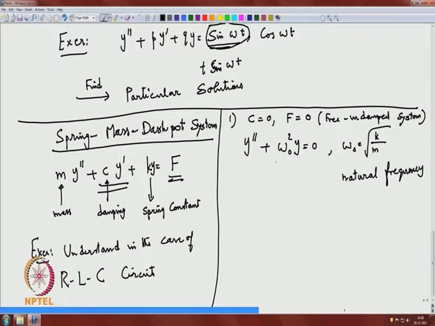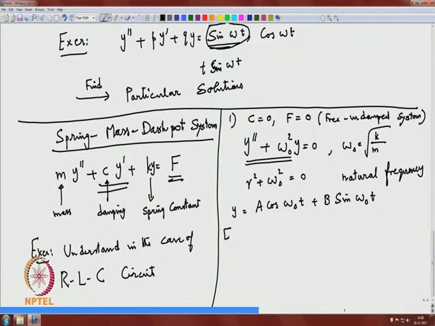And immediately, if you write down the auxiliary equation, you see the auxiliary equation will be r square plus omega naught square, which has complex roots. So, you get complex roots and your solution will be a cos omega naught t plus b sin omega naught t.